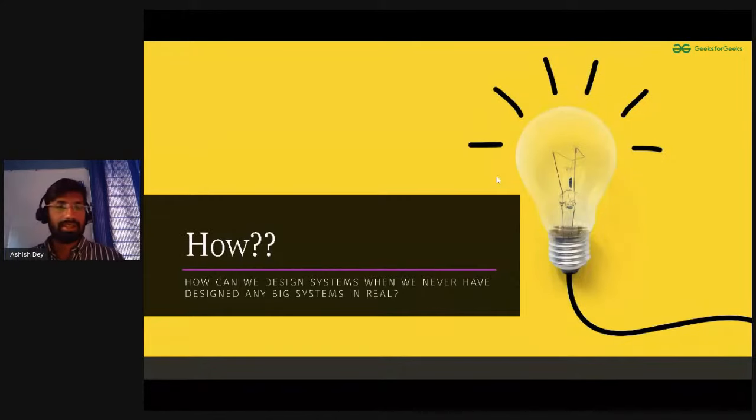Then how should I approach it? They asked me to design Twitter or design Facebook. Is it that I don't have the knowledge of how Twitter internally looks? It's not like that. You don't have to know how it has been designed. It's about how you are going to design it.